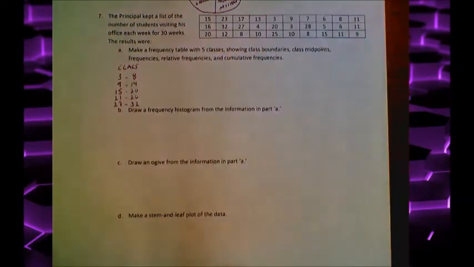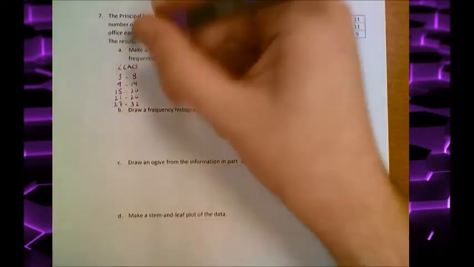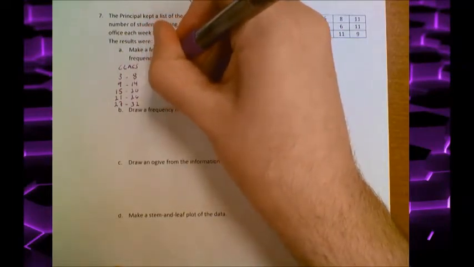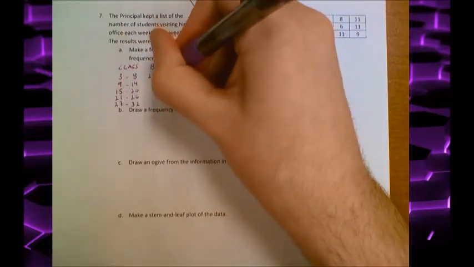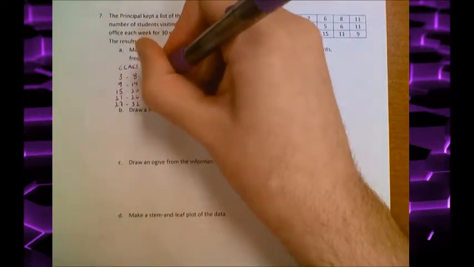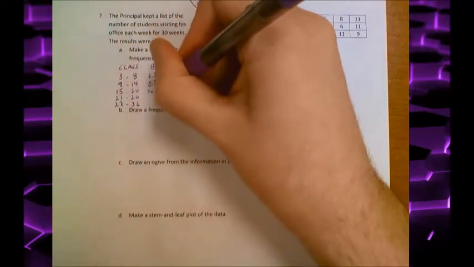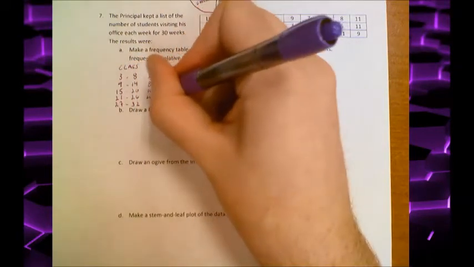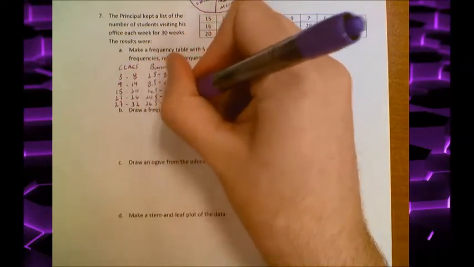I want to go through here and figure out my class boundaries. So my boundaries are going to be kind of 0.5 below and above these. It's always kind of halfway between the upper and the lower bounds. So my boundaries are going to be from 2.5 to 8.5, and then from 8.5 to 14.5, then 14.5 to 20.5, and then 20.5 to 26.5, and 26.5 to 32.5.